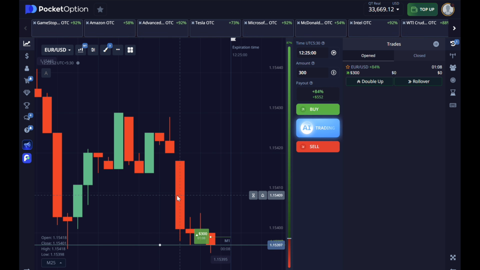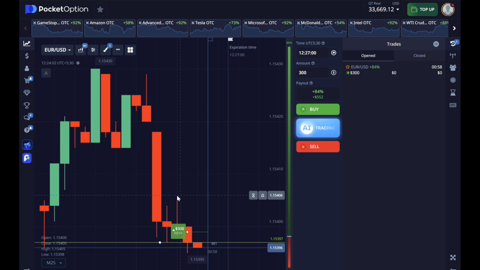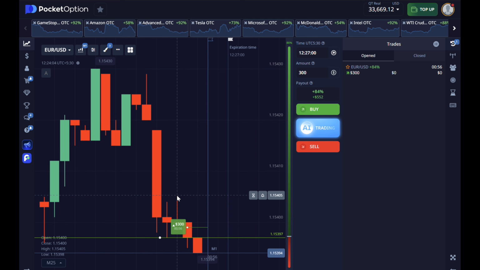And here, the market movement is turning bearish, but I'll have to wait a bit because this has a 2-minute expiry. So maybe the next candle might move in the upward direction.